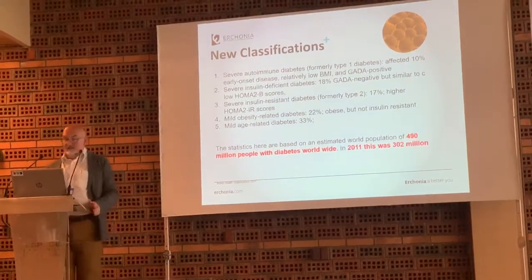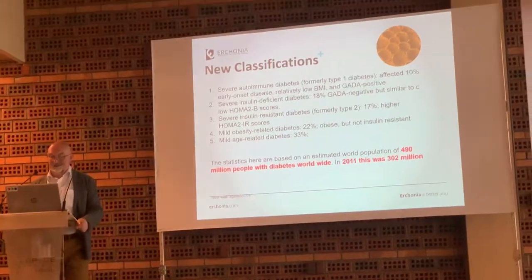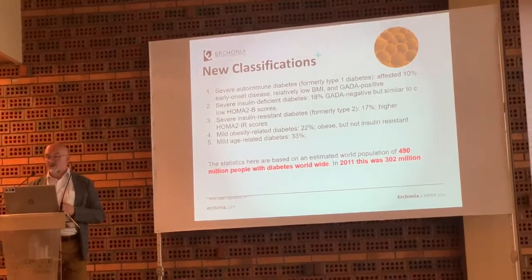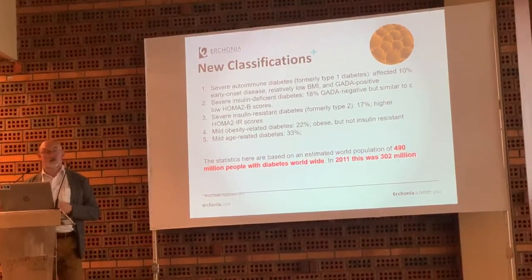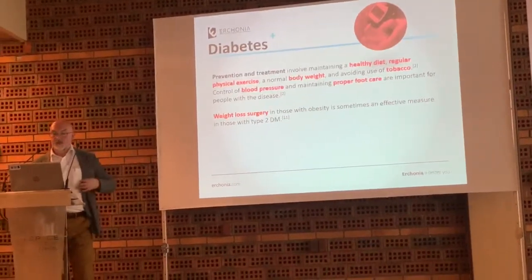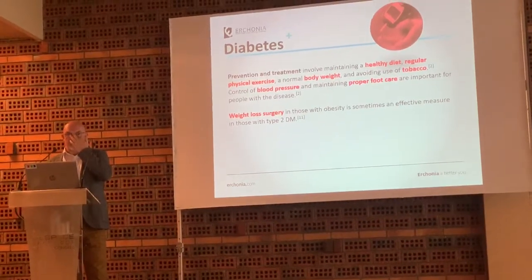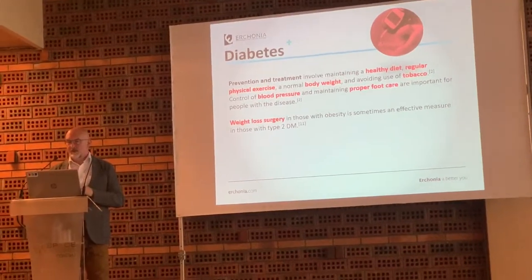An interesting statistic as well is that it's estimated that the world population with diabetes is going to hit 490 million worldwide. This was in 2011, so if you look at the figures since then, this is becoming a growing problem. How do we prevent diabetes? Can we prevent diabetes, I think, is more the question that I should ask.